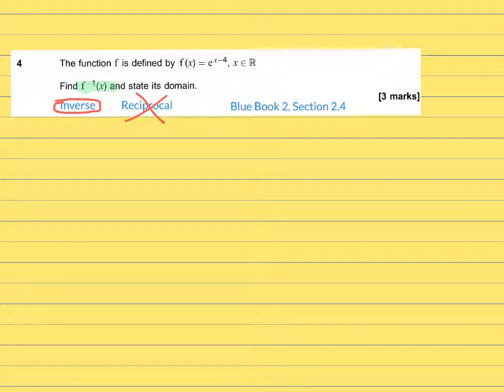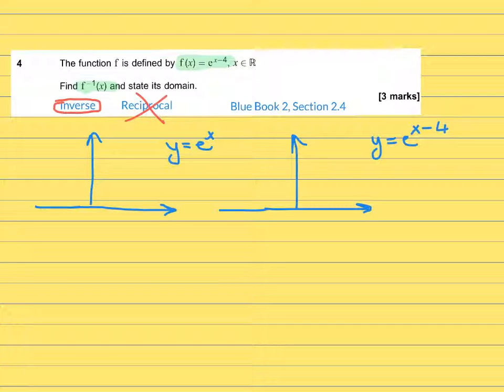I would also really recommend that we sketch a graph of this original function for f of x before we work out anything else that's happening here. So remember that e to the x is exponential growth, and then e to the x minus 4 translates that graph 4 units to the right. Both of these graphs have horizontal asymptote at y equals 0.